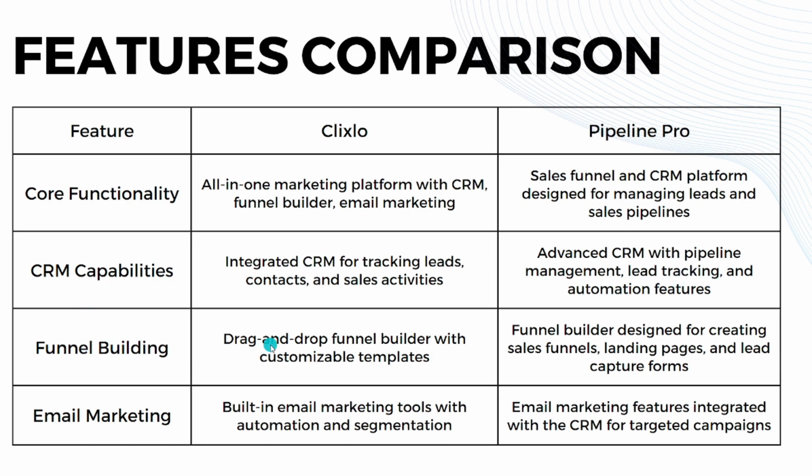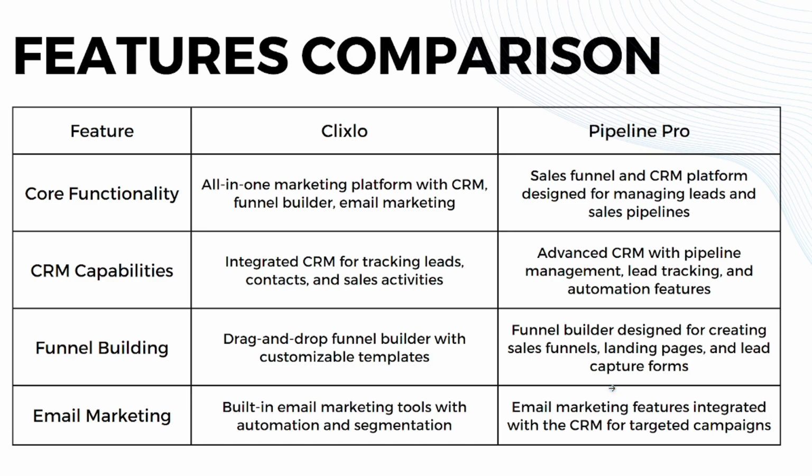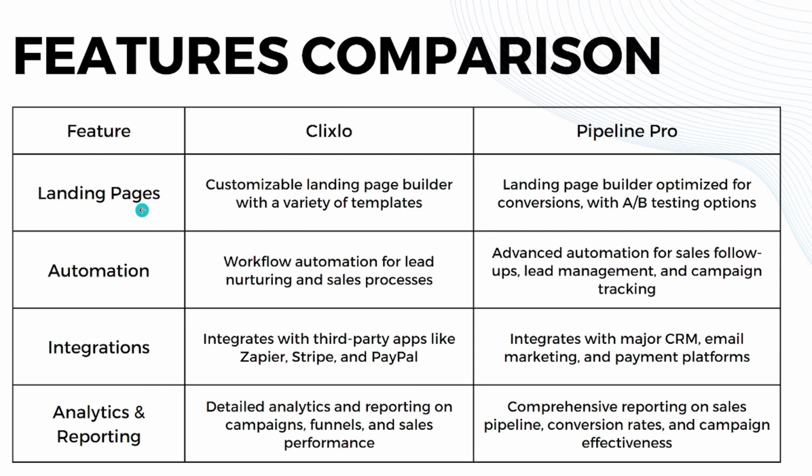When we talk about funnel building, Clixlo is a drag and drop funnel builder with customizable templates, while Pipeline Pro has a funnel builder designed for creating sales funnels, landing pages, and lead capture forms. When we talk about email marketing, Clixlo has built-in email marketing tools with automation and segmentation, while Pipeline Pro has email marketing features integrated with the CRM for targeted campaigns. And when we talk about landing pages, Clixlo is a very customizable landing page builder with a variety of templates, while Pipeline Pro has a landing page builder optimized for conversion with A/B testing options.